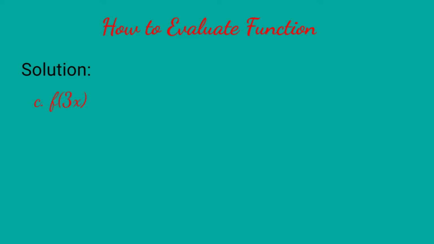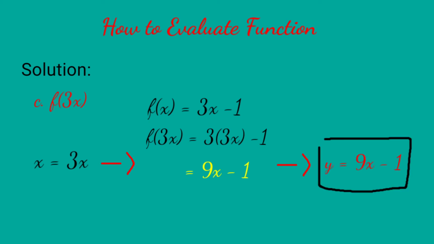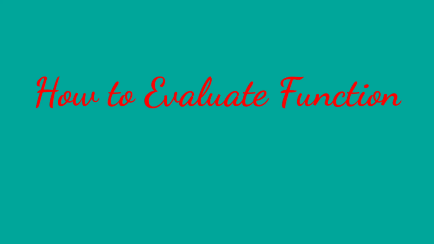So, next, f of 3x. f of 3x, so our x is equal to 3x, then our function is equal to 3x minus 1. So, we have f of 3x equal to 3 times 3x, substitute lang ulit, minus 1, equal to 9x. 3 times 3x, that is 9x. Then, negative 1, copy lang, minus 1. So, wala na tayong magagawa to. So, this is our final answer. Then, our y is equal to 9x minus 1. So, yun. Ganun lang siya kadali.